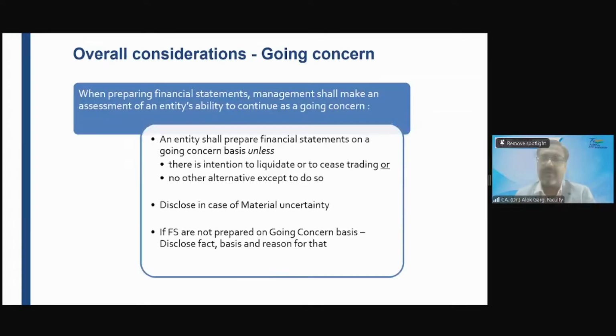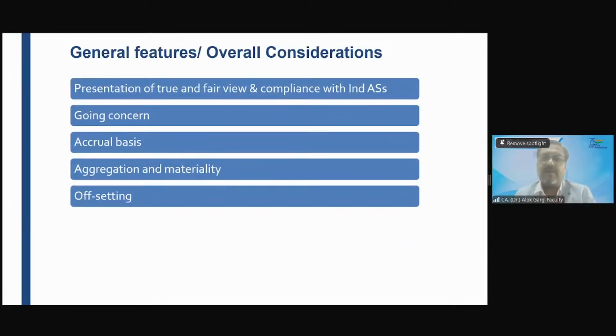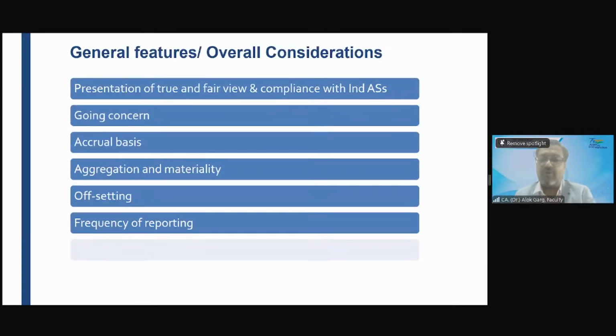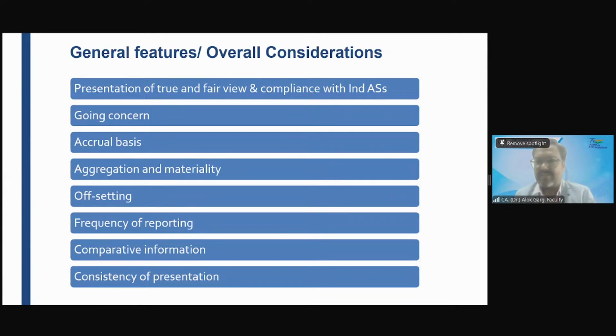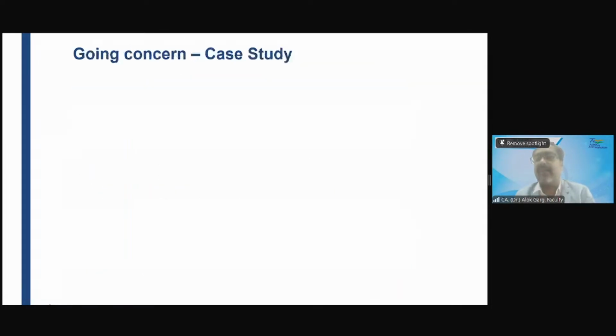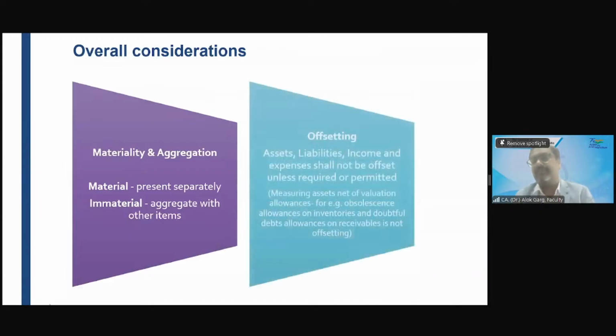We discussed the accrual basis and then we discussed consistency also, the law of consistency. Consistency is the last item on this slide, but we have covered these two parts, accrual basis and consistency. Now coming to aggregation, materiality and offsetting. What is meant by aggregation, materiality and offsetting?